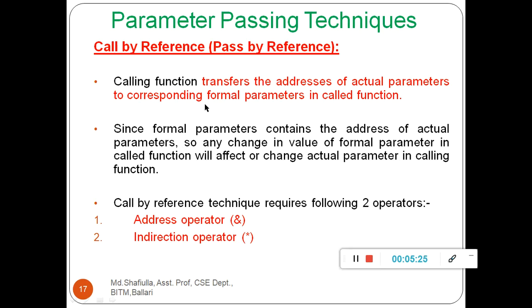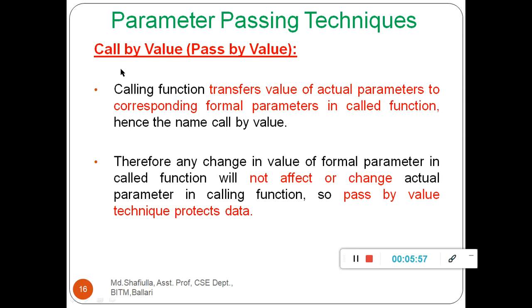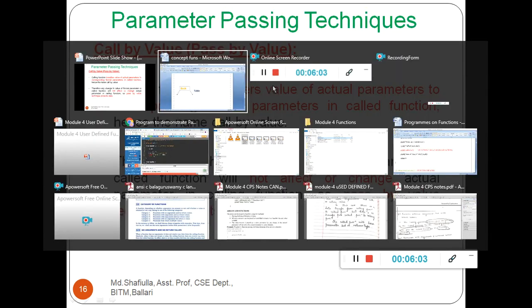So call by value technique protects data, whereas call by reference technique does not protect your data. So technically there should be a difference when you write a call by value and a call by reference. Call by reference requires two operators. One is the address operator represented as ampersand, and the other is the indirection operator or dereference operator represented by the asterisk symbol. Let us see these techniques with an example so you understand this. Remember, by default all your programs are call by value. By default, whatever programs we write are call by value programs. So now let us go with the program.